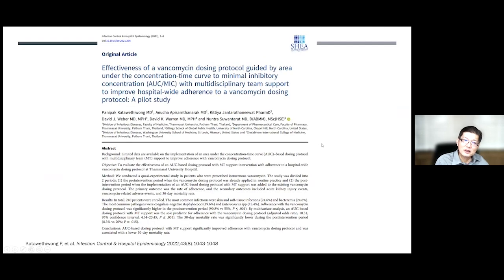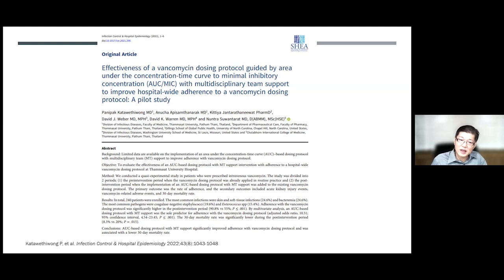But in reality, implementing an effective vancomycin dosing strategy may require a multidisciplinary team to improve hospital-wide adherence to the vancomycin dosing protocol. It is an example in my hospital, where a multidisciplinary team, including infectious disease, clinical pharmacists, and the ASP team, tried to convene the vancomycin dosing protocol.